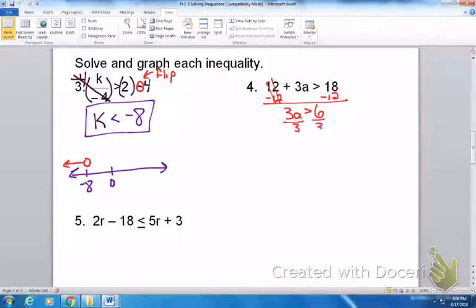We've done this a lot, but we're not dividing by a negative this time. We're just dividing by positive 3. So the 3's cancel here, a is left, and it's greater than 2. So we did not flip because when we divided, it wasn't negative. So there's your answer. Now let's sketch a number line real quick.